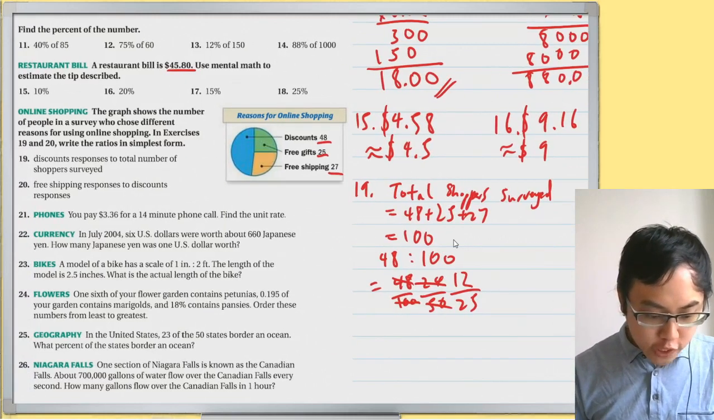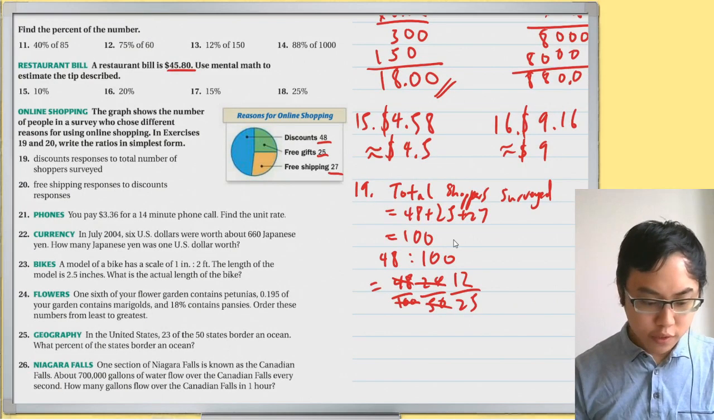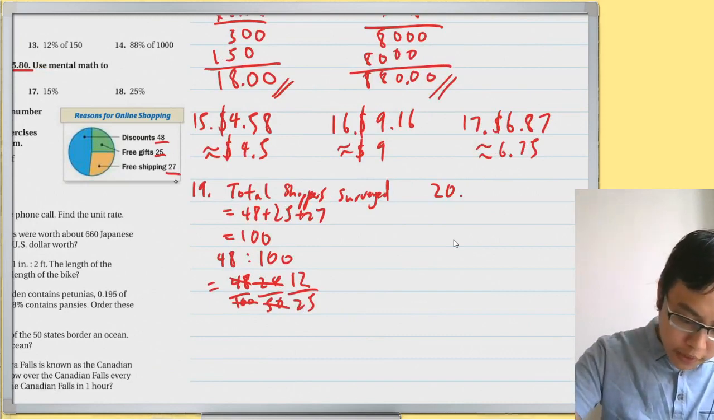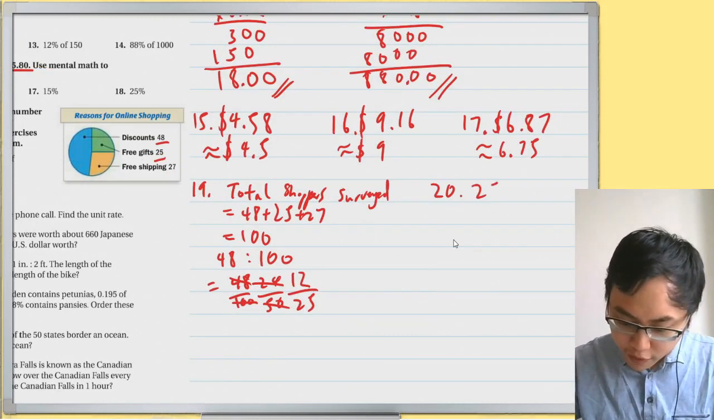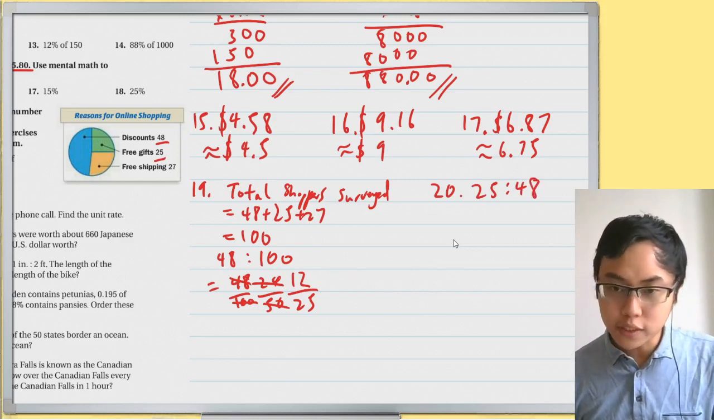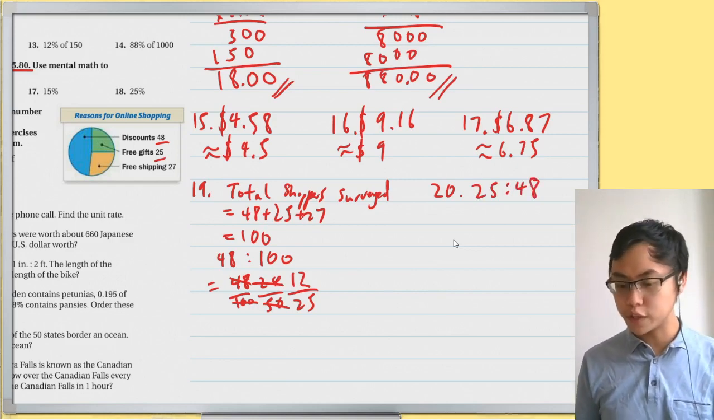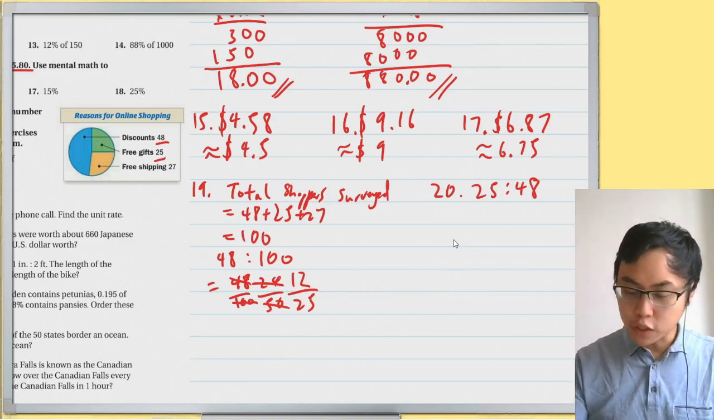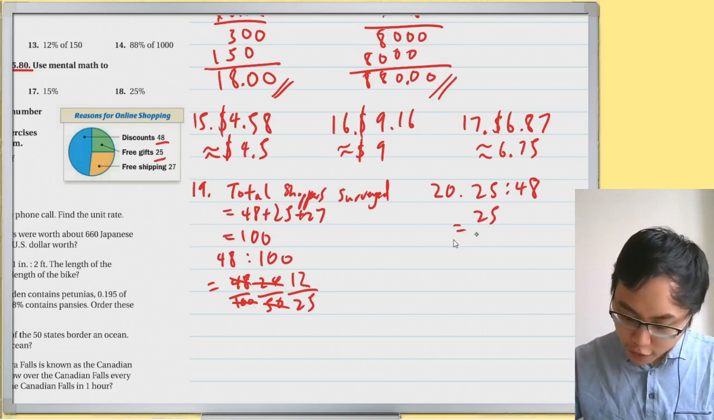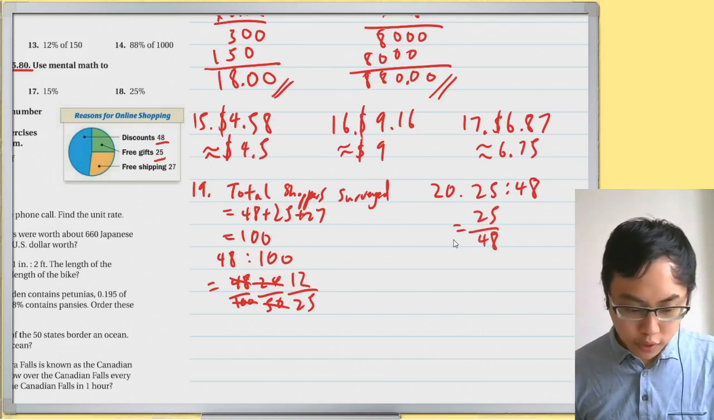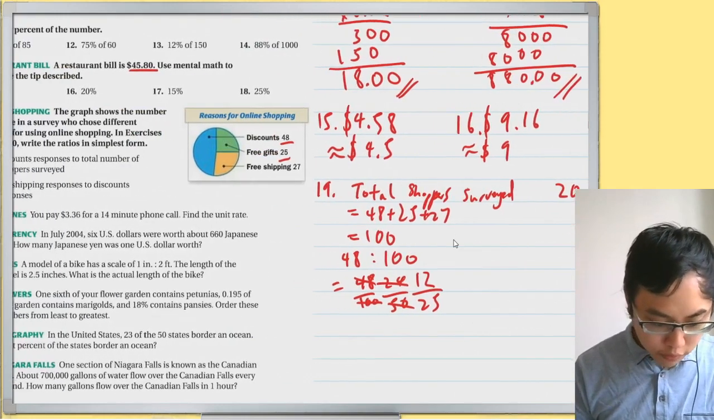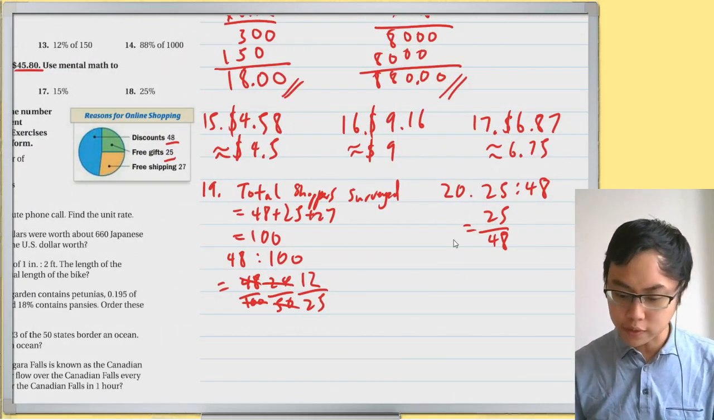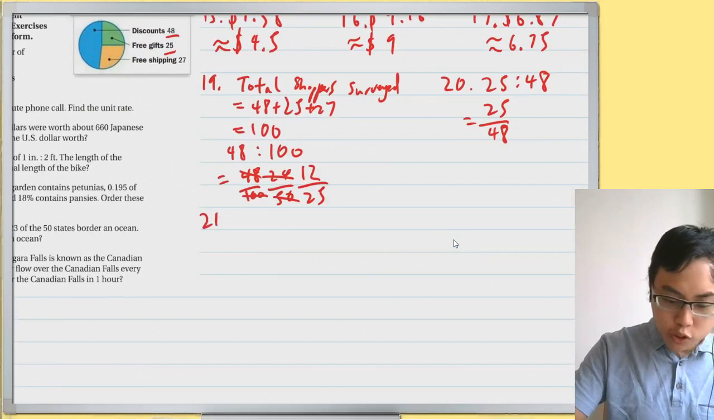Question 20. Free shipping response to discounts response. So we want the free to discounts. So that's going to be 25 to 48. I think that already is the simplest form because 25 is an odd number, 48 is not an odd number, and it's not divisible by 5. So you can leave that as a ratio, or you can keep that as a fraction, 25 over 48. That is also fine. Did it say free to discount, not discount to free? Yeah, free to discount. So that's 25 to 48. So that's question 20.